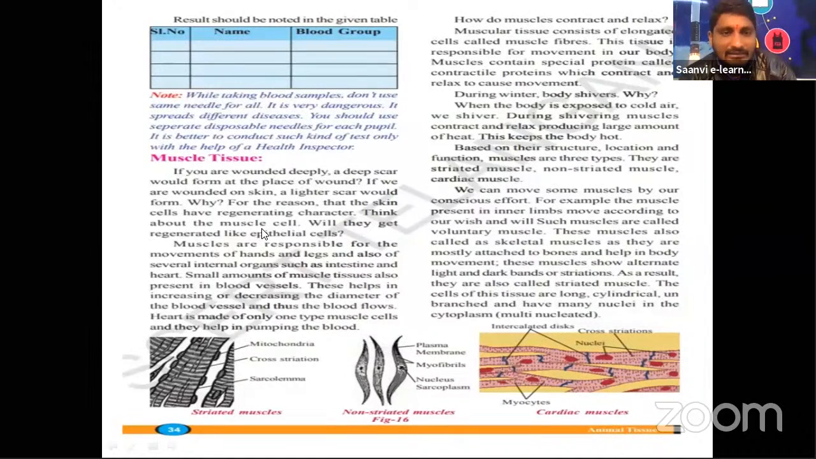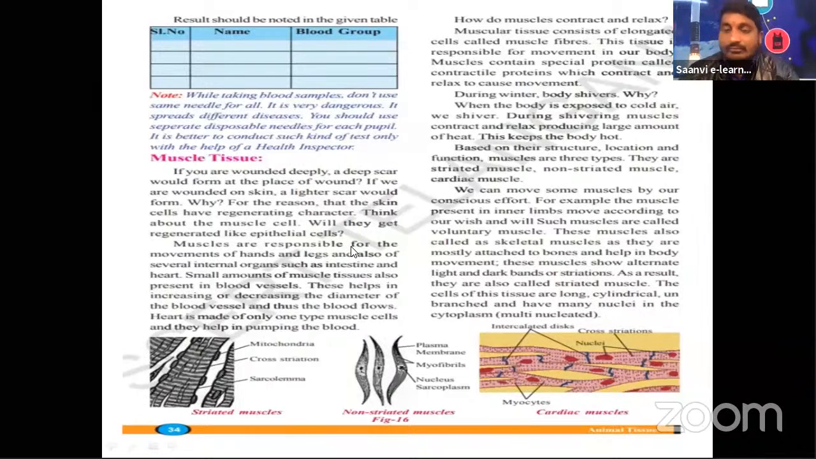And here, muscle tissues. See, children, we have 3 types of muscle tissues. You already know what a tissue is, a group of cells. Yes, striated muscles, non-striated muscles, and cardiac muscles are there.